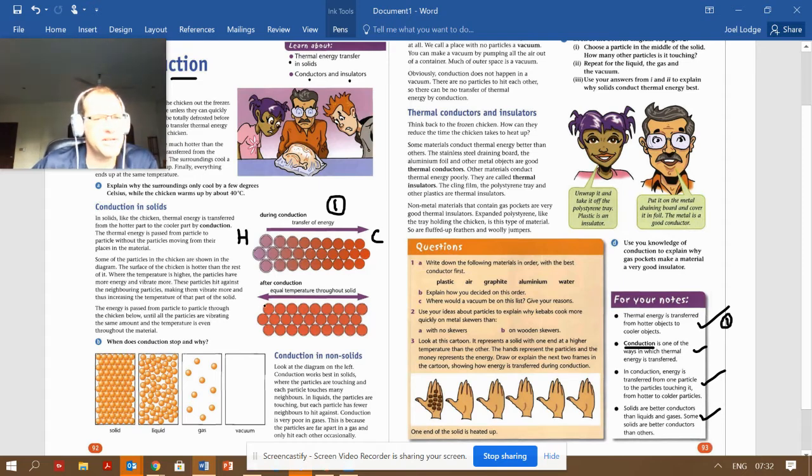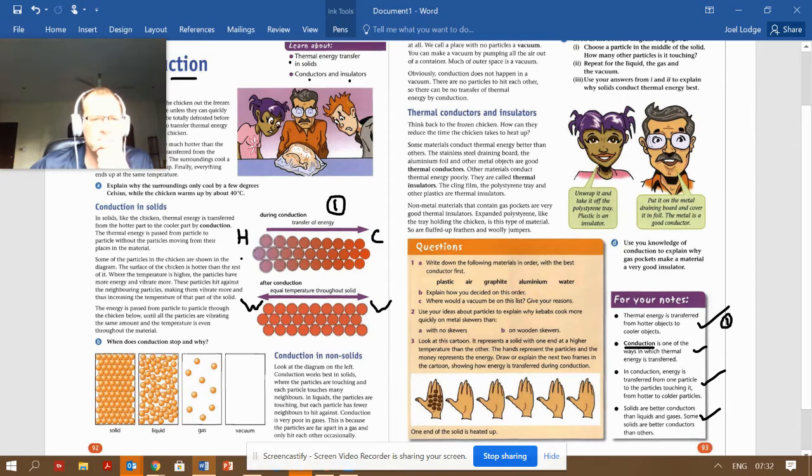After conduction, say if I stopped heating it, now the entire solid would have an equal temperature throughout the whole solid. So this would be warm. The heat has moved through the substance. There's no hot, there's no cold, it's all the same temperature now.